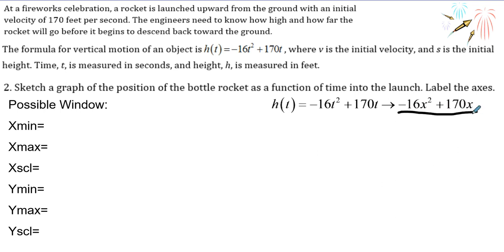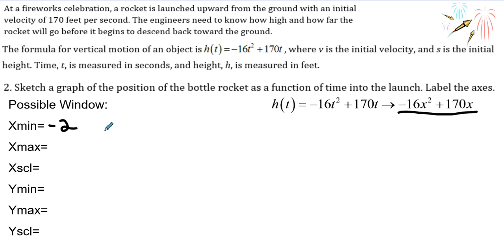Now we're talking about a possible window. We have to think about the inputs, right? T, time in seconds, that's x on your calculator. What's the least amount of time that can pass? Well, that would be 0. So to see what's happening at 0, we want to look a little bit to the left of it. So I'm going to start with maybe looking at -2, and we're going to have to estimate how long we think the firework is going to remain in the air for.